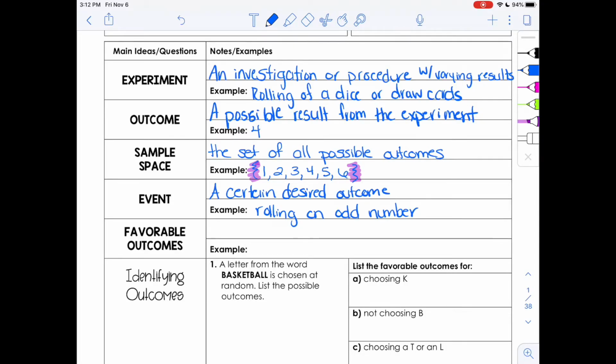Then we have a favorable outcome. That is all possible outcomes of an event. So thinking of the event in the previous example where we wanted to roll an odd number. So when we have a dice, all of your possible outcomes are 1 through 6. But then when we have an event of rolling an odd, on that same dice, our possible outcomes of rolling an odd are just 1, 3, and 5. And again, it's a set, so we want to use those brackets.